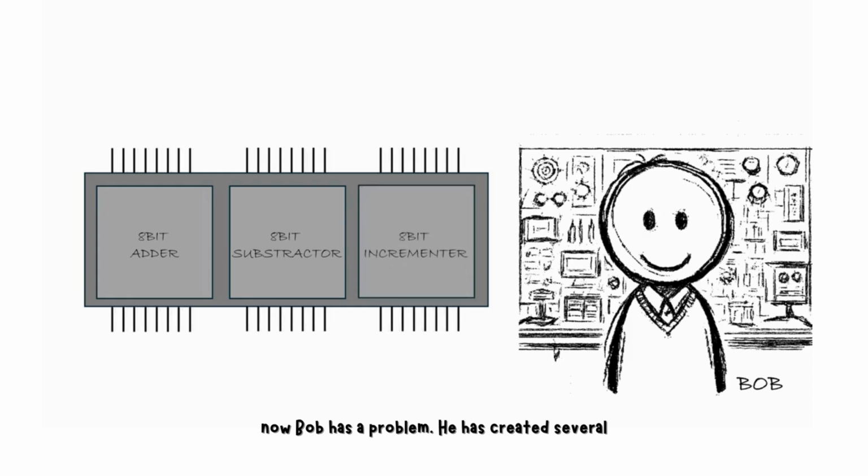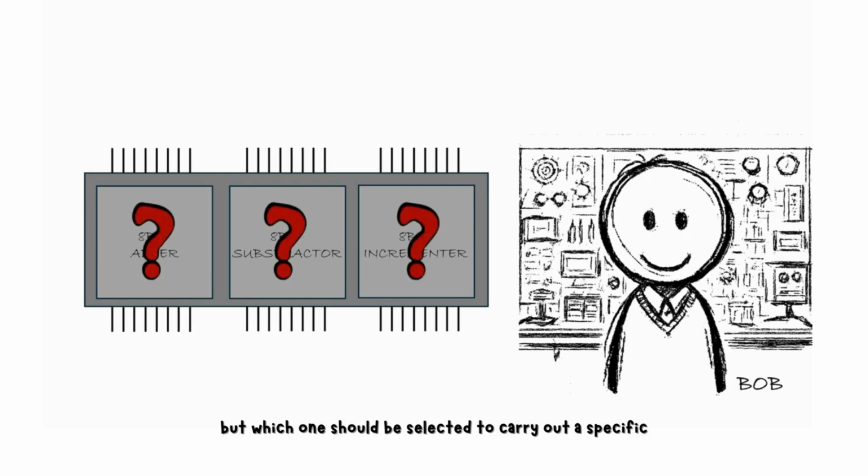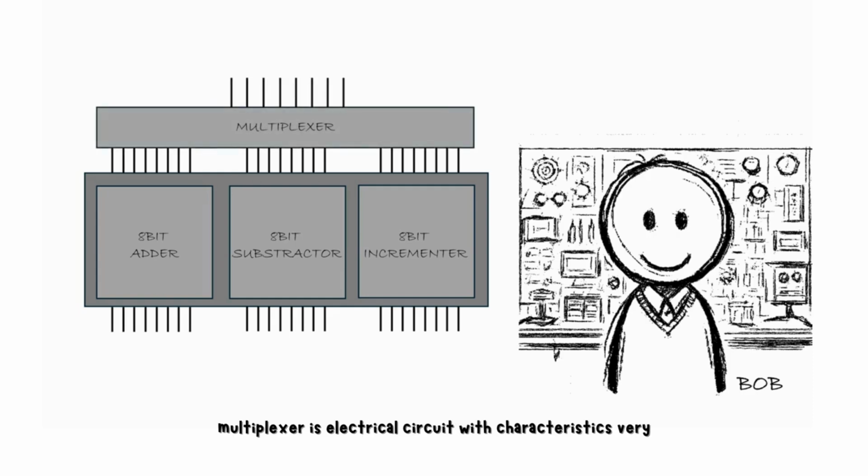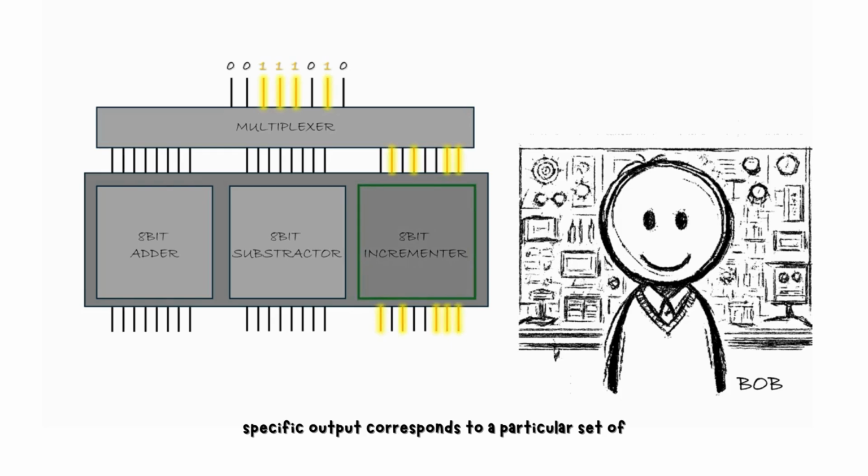But now Bob has a problem. He has created several circuits capable of performing mathematical operations, but which one should be selected to carry out a specific task? How can he activate one circuit while keeping the others off? Bob draws on his experience with basic logic components and builds a multiplexer. The multiplexer is an electrical circuit with characteristics very similar to those he has already created. A specific output corresponds to a particular set of input signals. In this case, the output is used to power one of the mathematical processing circuits.